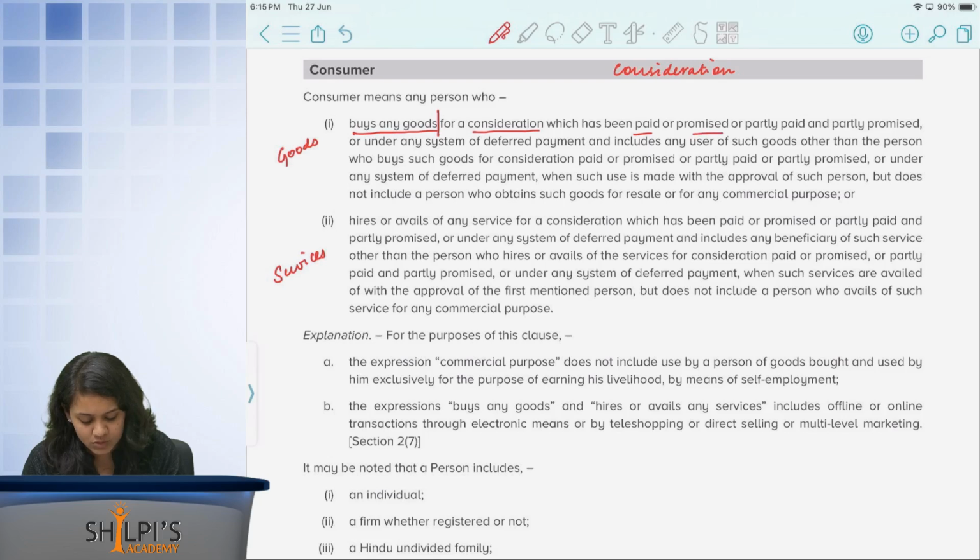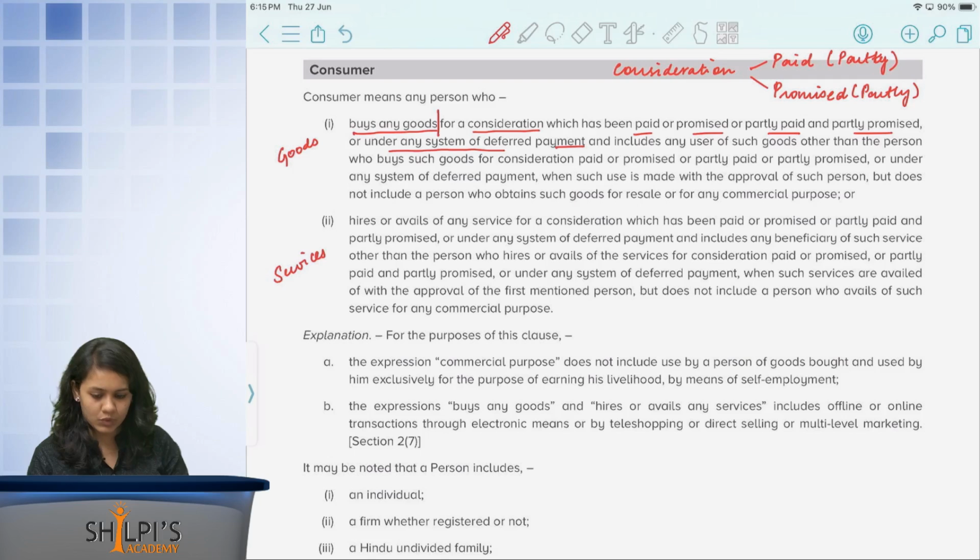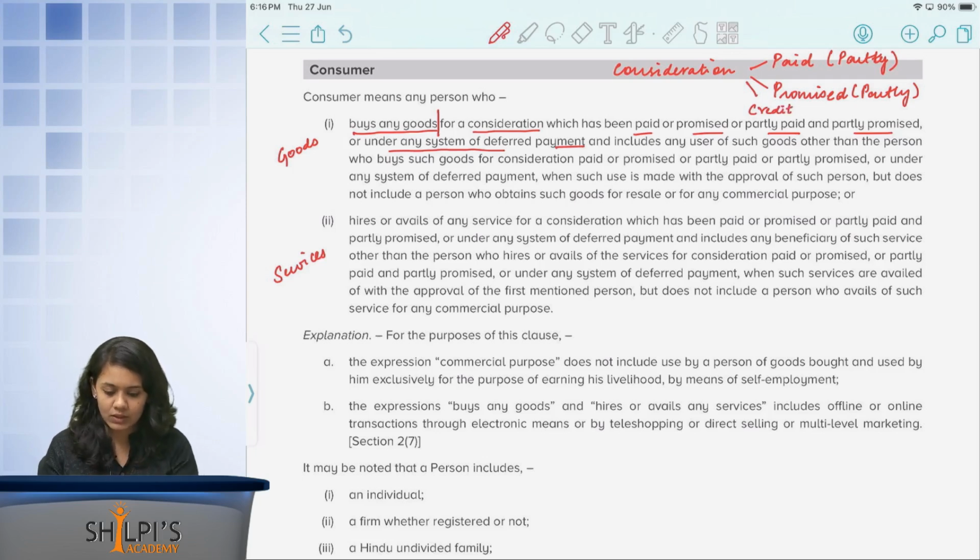Now this consideration can be paid or promised, or partly paid or partly promised. So it can be paid or it can be promised, meaning you can choose to pay it at a later date, or you can do this partly. Or under any system of deferred payment. So either you pay the full amount now and you take the goods, or you say, okay, I'll pay 10 rupees right now, I'll pay 10 rupees later, or under any system of deferred payment. Deferred meaning nothing other than that you're going to pay it a little later on. So in short, I'll call it a credit system. But you don't write it like this in your exam, you write it in the words as any system of deferred payment.